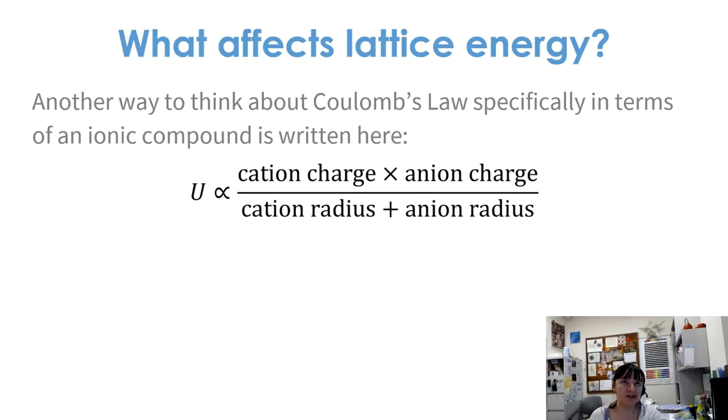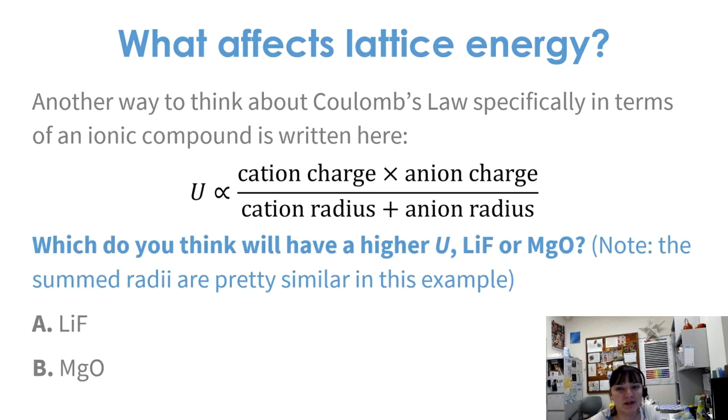Just thinking about it more holistically and more as a matter of proportions, we can generally say that the lattice energy is proportional to the charges times each other divided by the sum of your ionic radii. So again, thinking more generally here, if you were to compare something like lithium fluoride versus magnesium oxide, which of these do you think would have, say, a higher lattice energy?